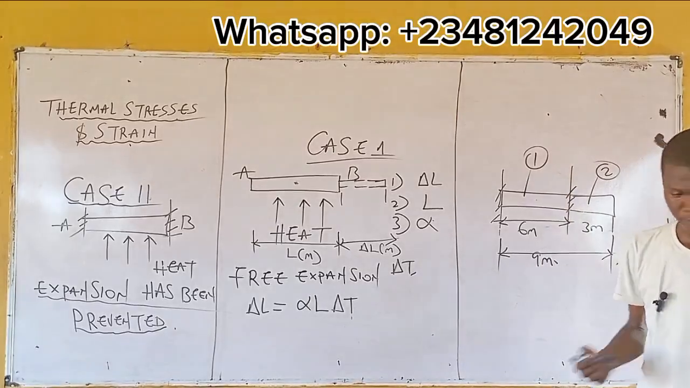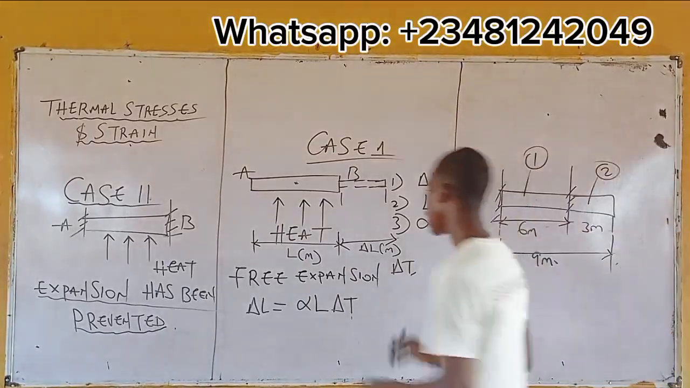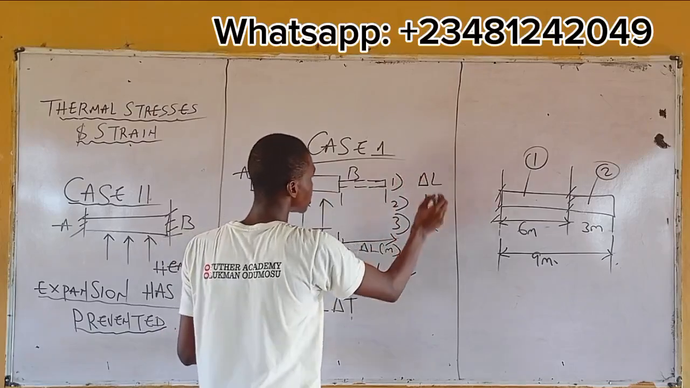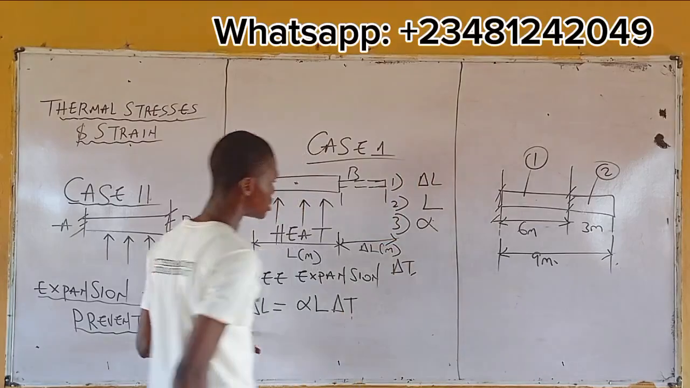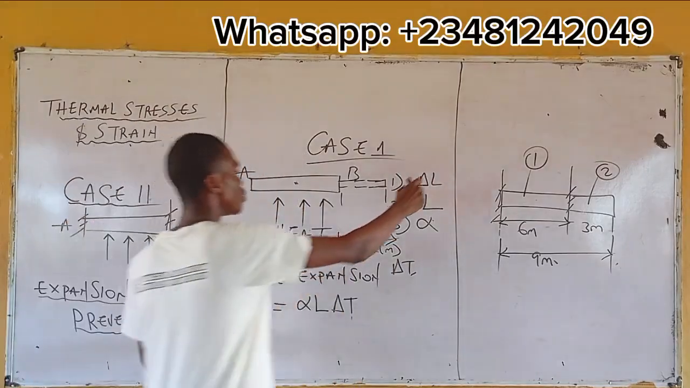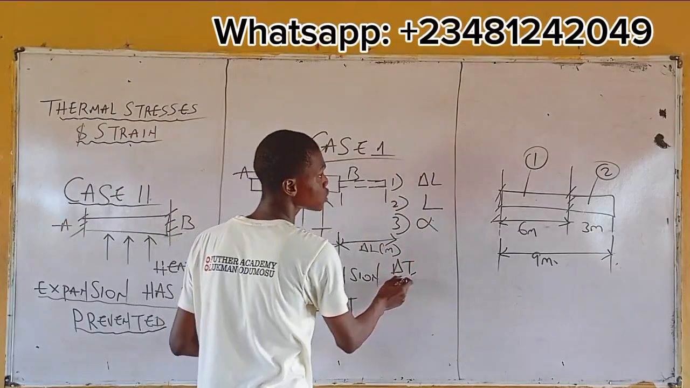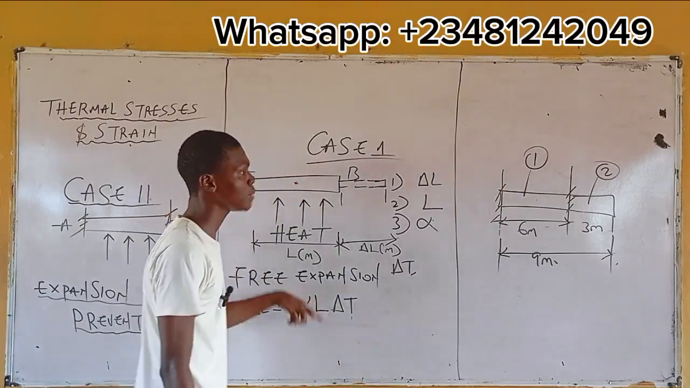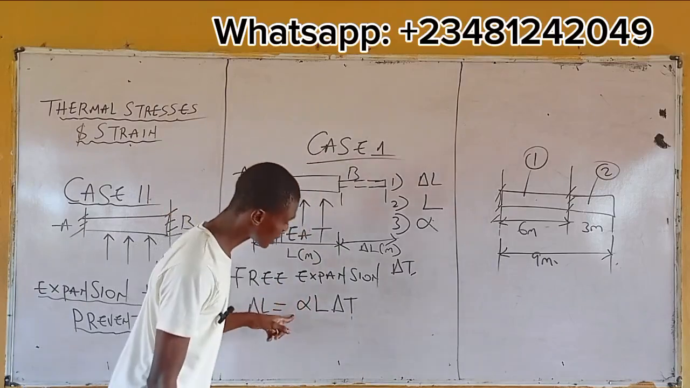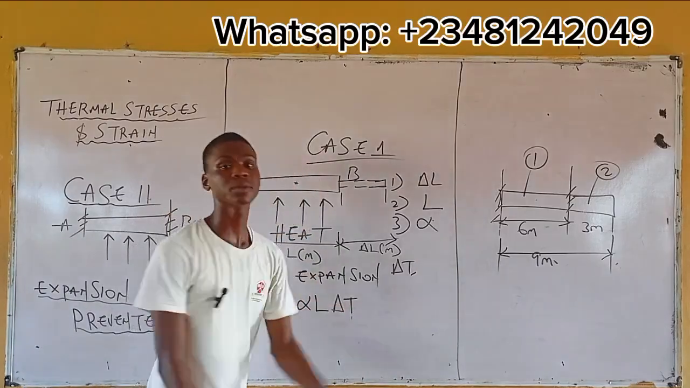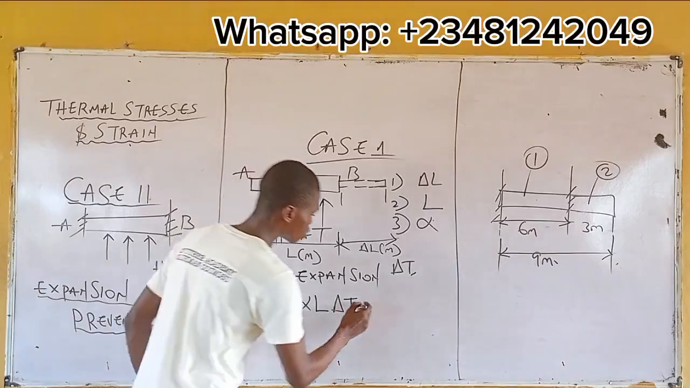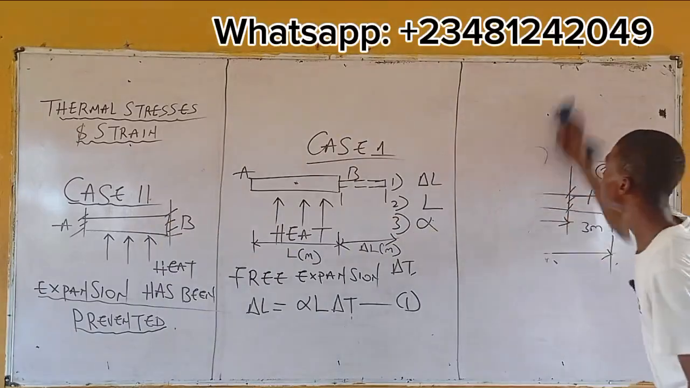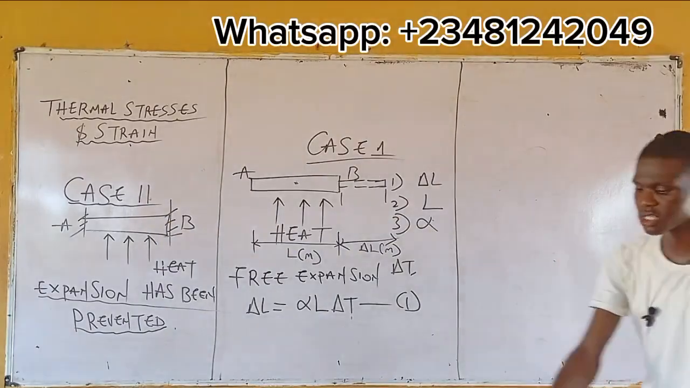Now from here, since we have these four quantities, change in length, original length, linear expansivity, we've seen how we derive all of this. We also have change in temperature. Mathematically, change in length is equal to linear expansivity times the original length times the change in temperature. Call this equation 1. From equation 1, this is just my change in length.